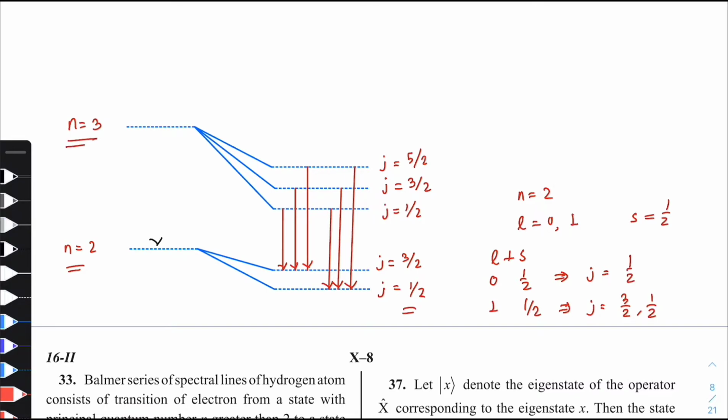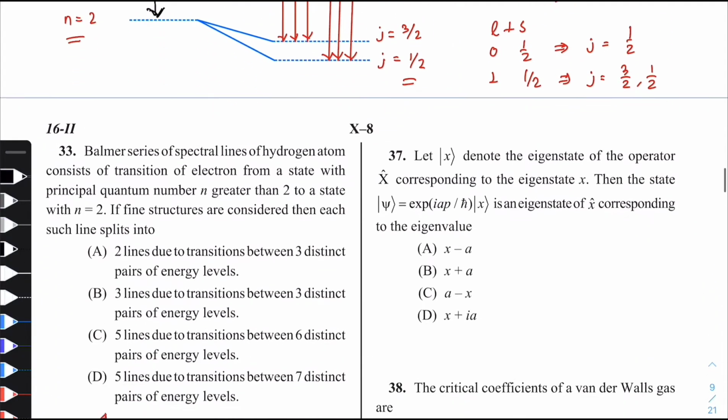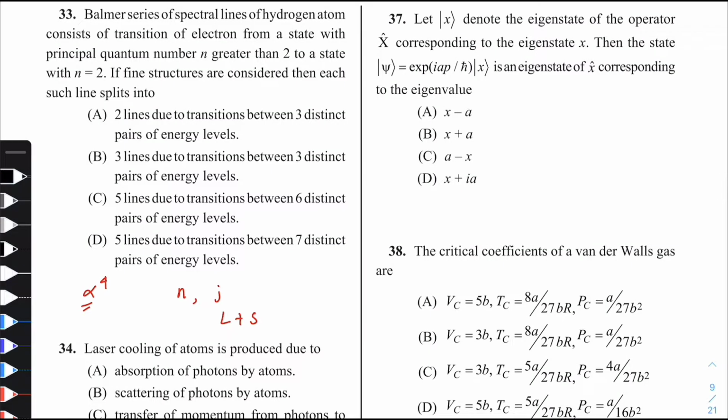Similarly, n equal to 3 state splits into 3 parts. Now the transitions from higher energy level to the lower energy level are possible. So there could be 6 such transitions. So initially a single line from n equal to 3 to n equal to 2 now splits into 6 parts. So let us come back to the options. We do not see any option with 6 lines. So I'll leave it here and I'll let you figure out what the correct answer is.